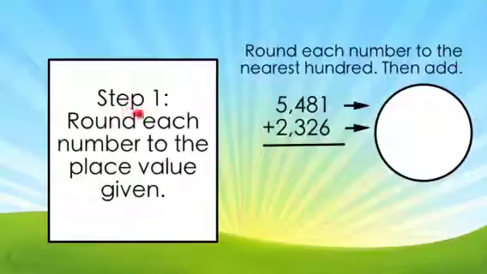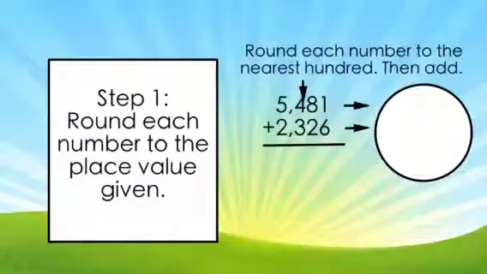So step 1 is to round each number to the place value given. So here are the directions. It says round each number to the nearest hundred, then add. Before we can add, we need to round. And what place are we going to round to? The hundreds place. So that is right here.